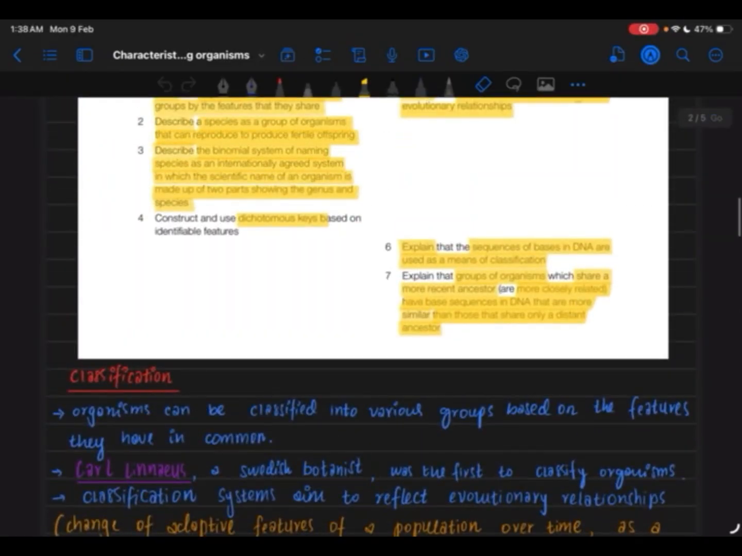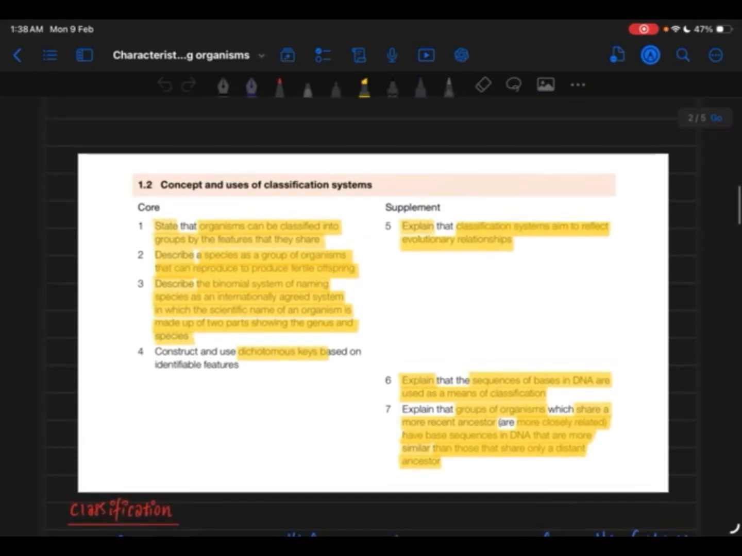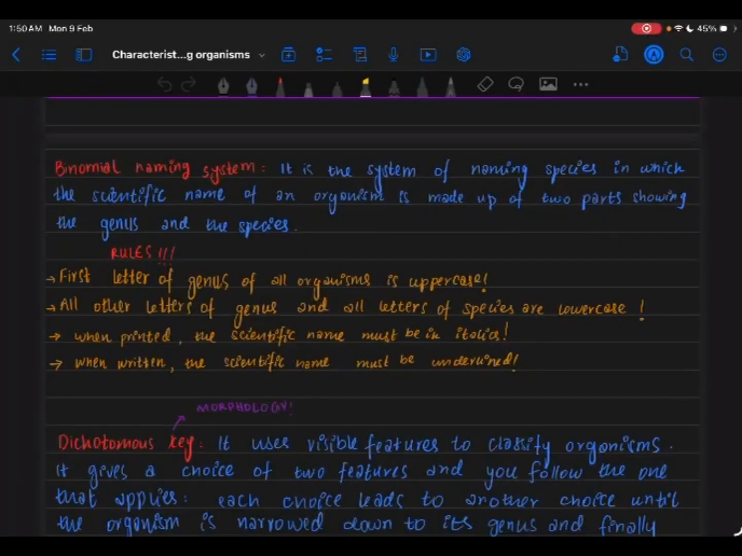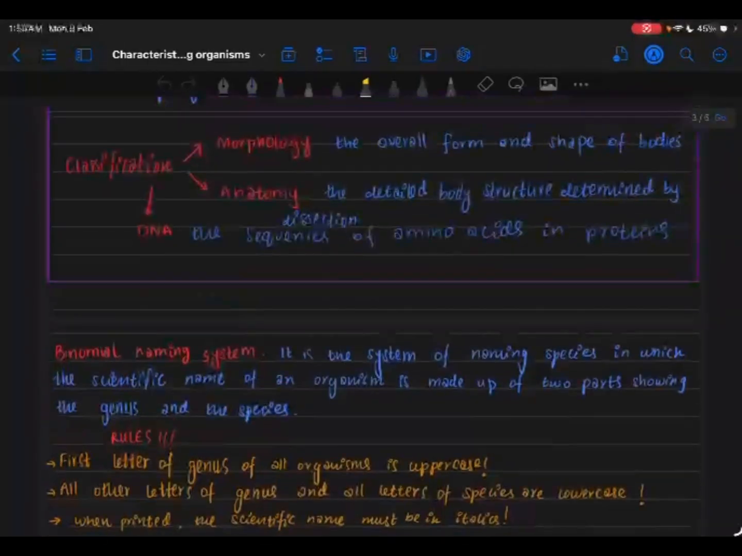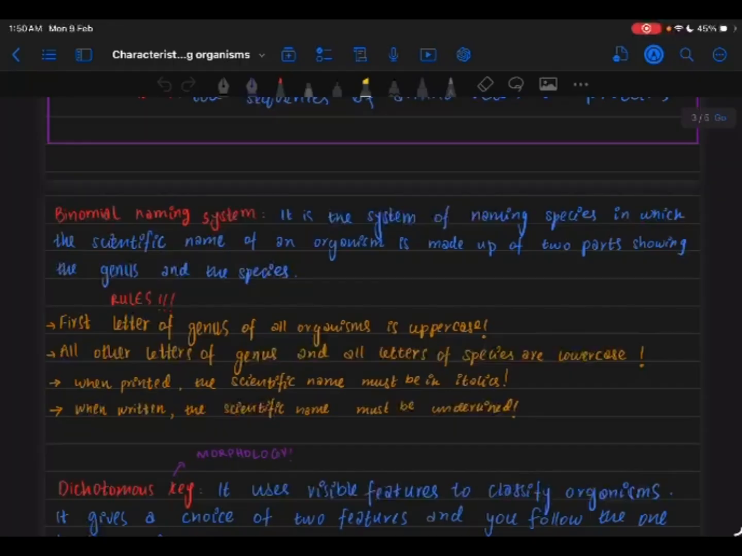Now we have essentially covered this objective. Okay, so moving on, let's look at the binomial naming system and the dichotomous key. Two super easy parts of this unit.